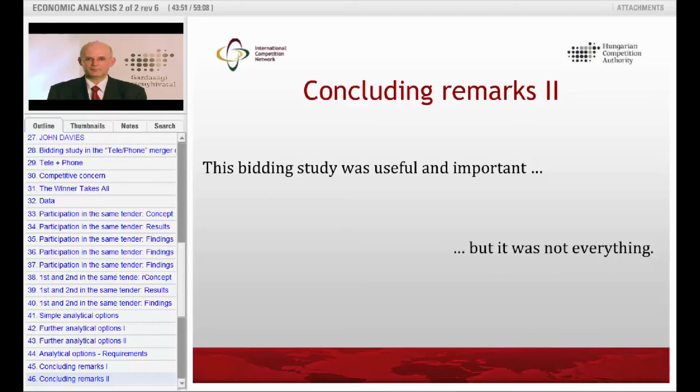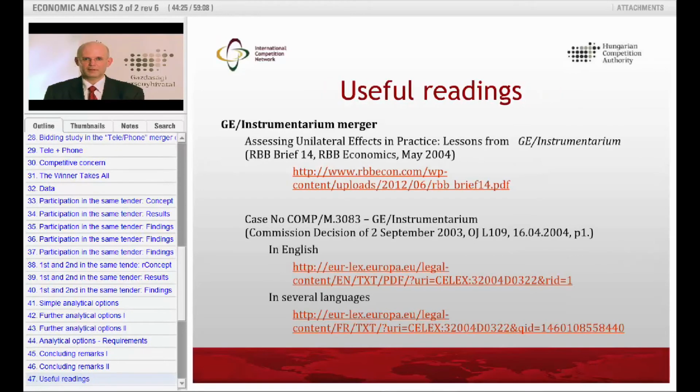Please note that these type of bidding studies contribute to the assessment of horizontal non-coordinated effects. They do not capture either coordinated effects or dynamic responses such as new entry. These have to be checked in other ways. For example, in the telephone case, we investigated entry barriers. Also, other types of bidding analysis exist. For example, public procurement data can be used in cartel screening. Cartel screening is discussed elsewhere in this training module. Finally, it is useful to read about GE Instrumentarium, a classic in bidding studies.